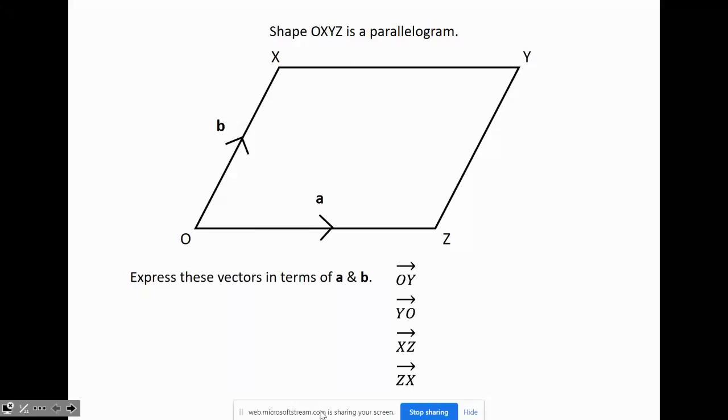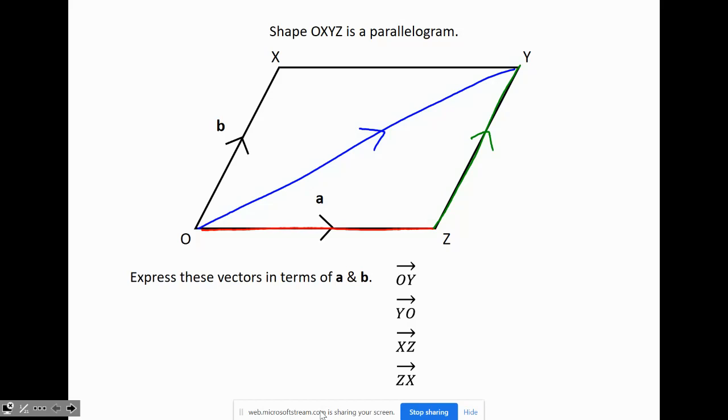So if this is a parallelogram and we want to express O to Y, well, O to Y is going from here to here. Okay, and we can get there in two different ways. We could either go from O to Z and then from Z to Y, or we could go from O to X, then from X to Y. So two different routes to get there, and vectors is all about those routes.